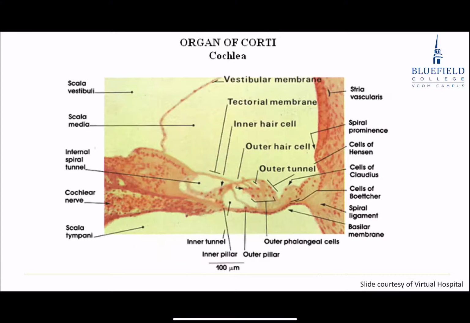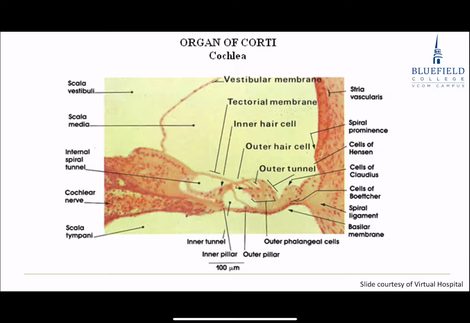All right, nice image here of the organ of Corti where they've got everything labeled. Organ of Corti is in scala media. Below the organ of Corti will be tympani, vestibuli on the other side. Here's my Reissner's membrane that separates the vestibuli from the media. Basilar membrane here separates media from tympani.